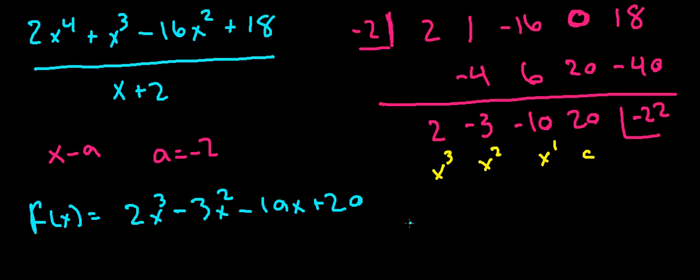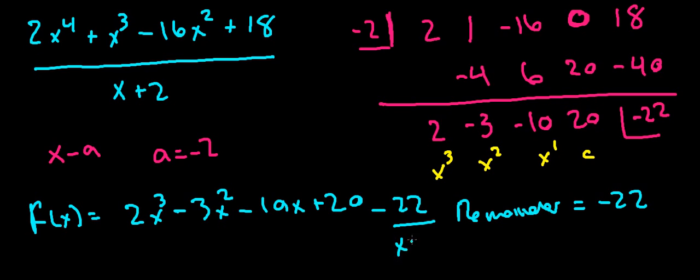And we can either write in the remainder in English, in Spanish, or French, or Japanese, or whatever. You can just write remainder is equal to minus 22, or we can write it as a fraction, which would be minus 22 over x plus 2.